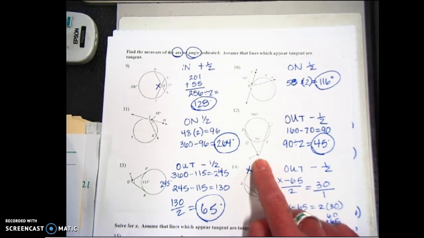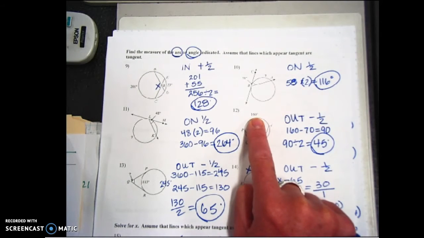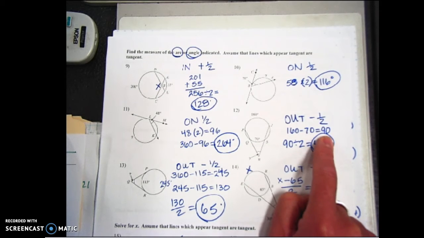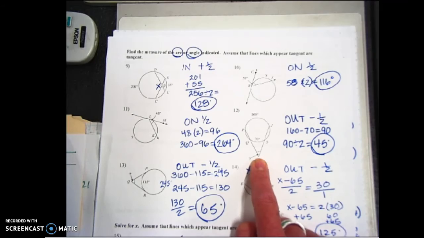Number 12, the vertex is outside the circle, so you're going to subtract and take half. So you're going to do the larger arc minus the smaller arc. You get 90, divide that by 2, that gives you an angle measure out here of 45.